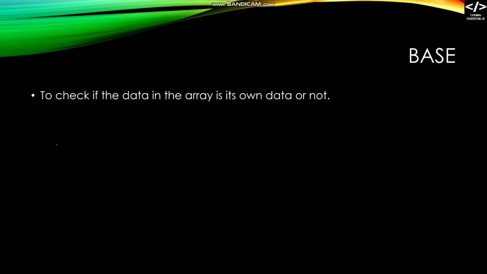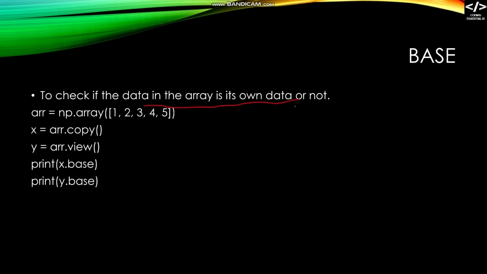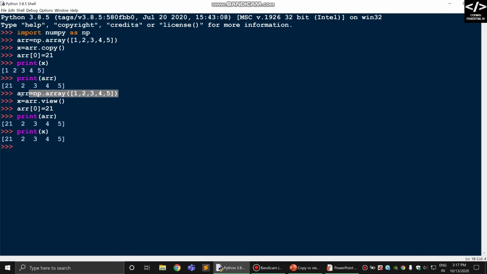Moving on to base, to check if the data in the array is its own data or not. So this will return none if it is its own data, and it will return an array if it is not its own data. So for example, let us again define this array. x equals arr dot copy and y equals arr dot view.